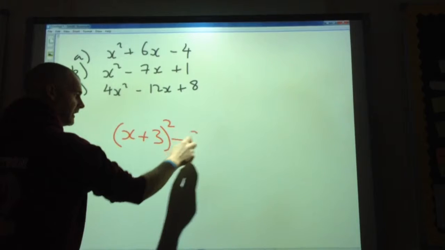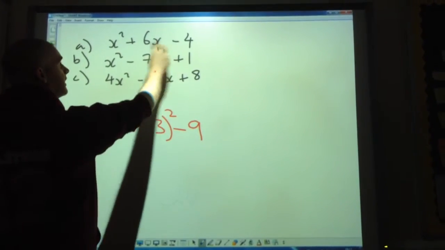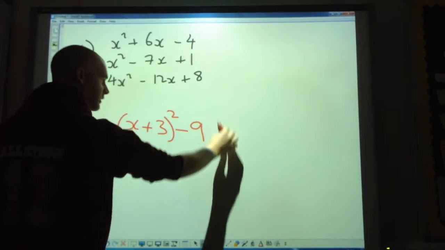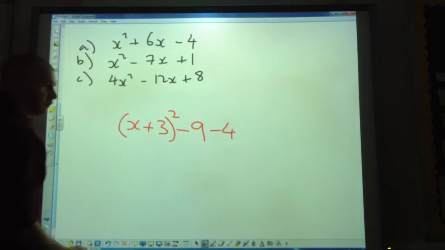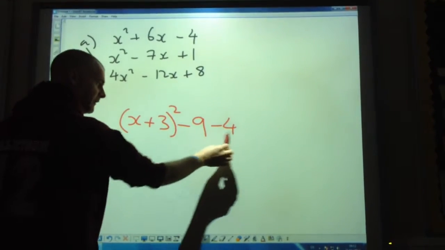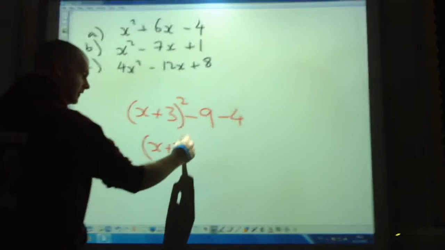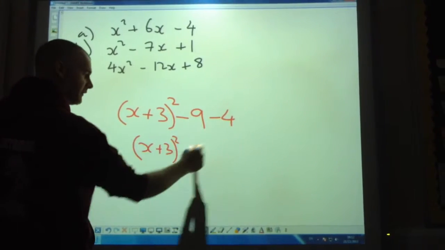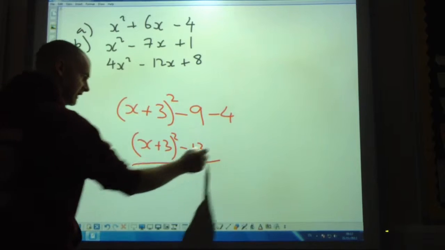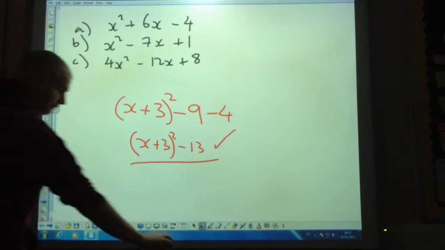So you take away 9. Then you look at the last digit, which is minus 4, and you bring it down here as minus 4. The last thing to do is to simplify these two terms. So you end up with x plus 3 squared, but minus 9, take away another 4, is minus 13. That's your answer to question 1.